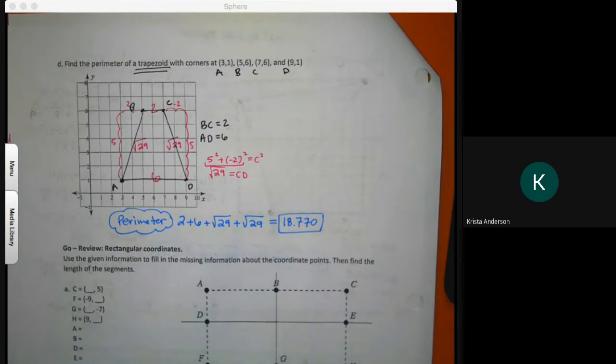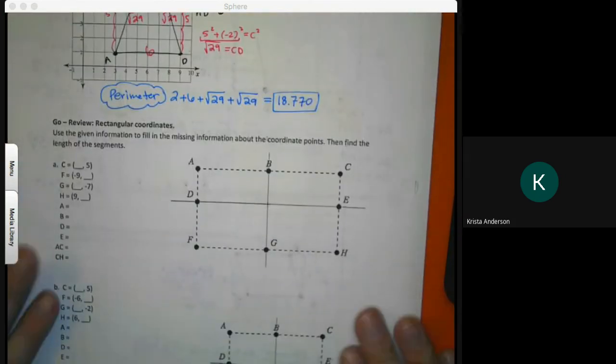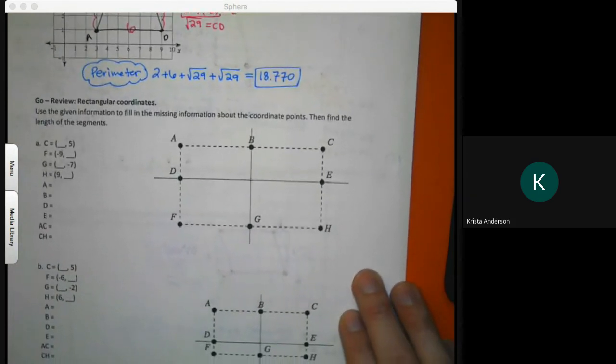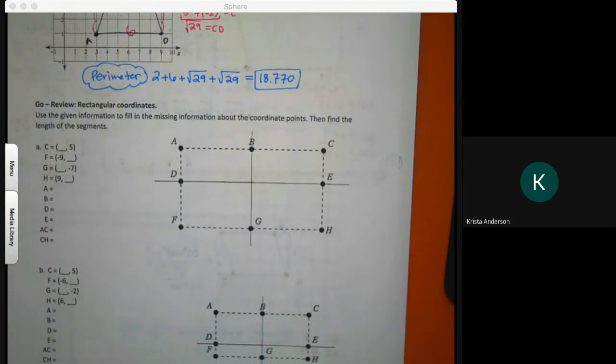Questions on perimeter? All right, the next section is just looking at points for a rectangle. We will be filling in the blanks. They have given us part of 4 points.